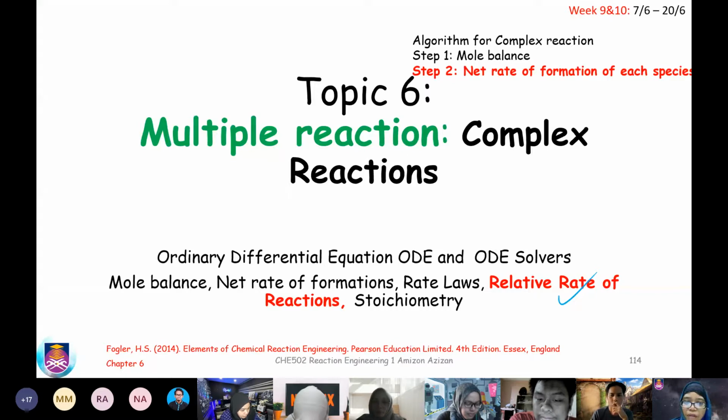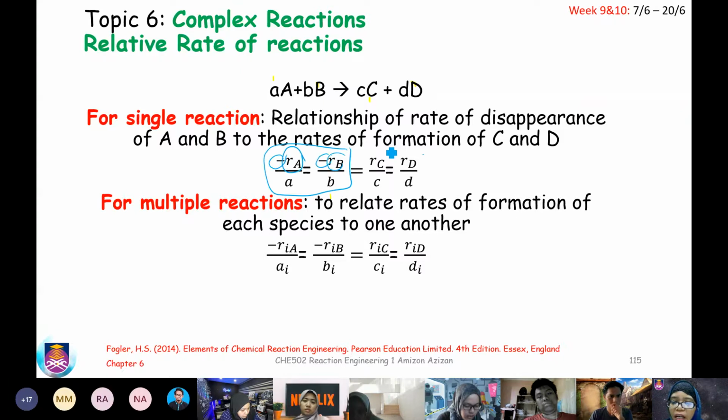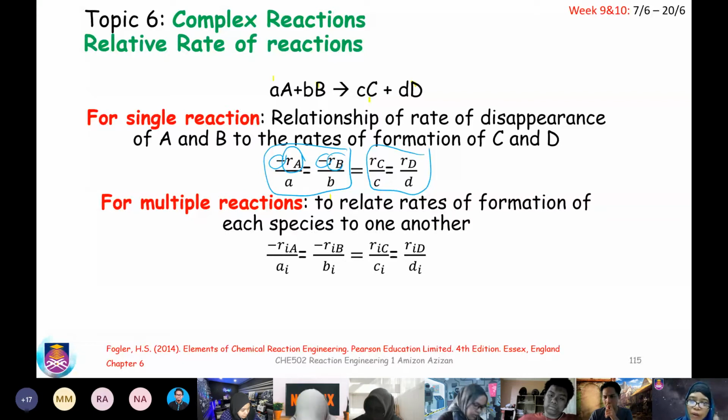This is the most interesting part, which you have seen from the earlier topic. We're going to have a look at this again, and it is very useful for you to make a relationship between the rate of formation, or in this case the negative rate of disappearance of the reactant, and the rate of formation of the product. When we have that relationship, we can easily tell the solvers to use these formulas to solve your unknowns.